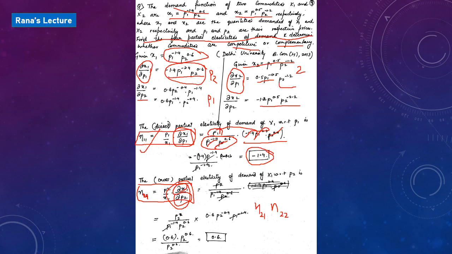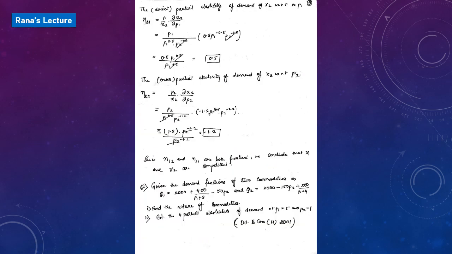Similarly we calculate over here. Let p2 be as it is in the formula, write x1 in terms of the prices p1 and p2. This is what we calculated above, this one. So you calculate and you get the answer as 0.6 as the cross elasticity of demand, right? Now for the next function we calculate the direct and the cross partial elasticity.